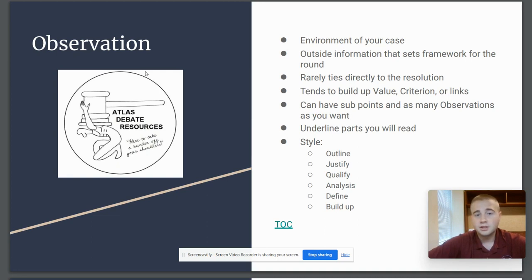Maybe it's a concept that's not as common, like, for example, the human law theorem or things like that. They're not very common, so an observation is a good place to define those. It's also kind of a time suck. It makes your opponent have to listen and flow things, and they might miss stuff later on. And then finally, build up, kind of building off of analysis, define, and qualify. An observation can just be extra evidence that builds up your points or your claims.